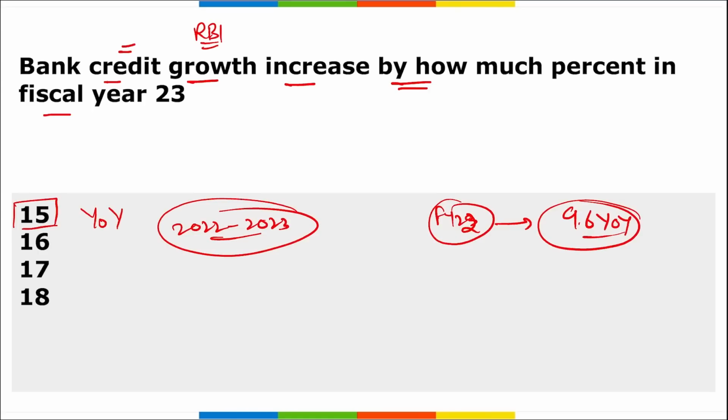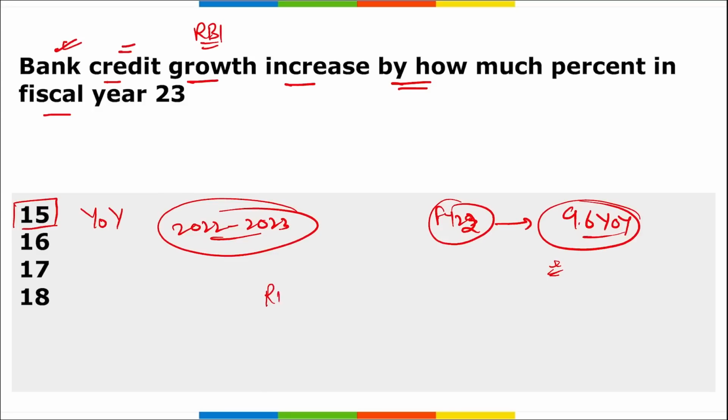Now, what is the reason for this bank credit growth in India? We know that we are an emerging market, and our infrastructure is being developed as we speak. Be it education, infrastructure for highways and roads, commercial buildings, or residential buildings, people tend to take more loans, and if there are more loans, we will see higher bank credit growth. That is the reason this year we saw a rise of almost 15%. So the correct option is option 1.